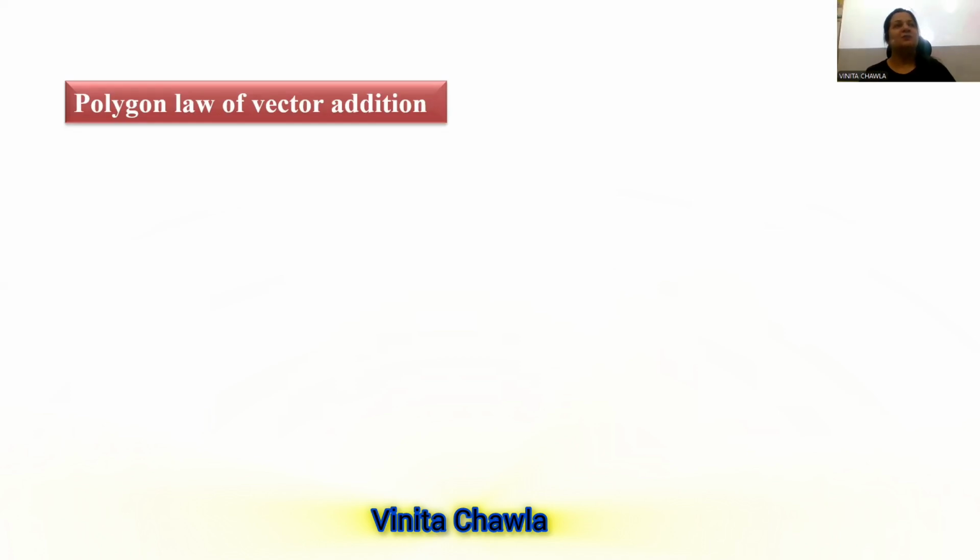So in the previous class, we have found out the magnitude and direction of the resultant vector, and we have also done numerical problems based on it. Okay, so today we'll start with the polygon law of vector addition.